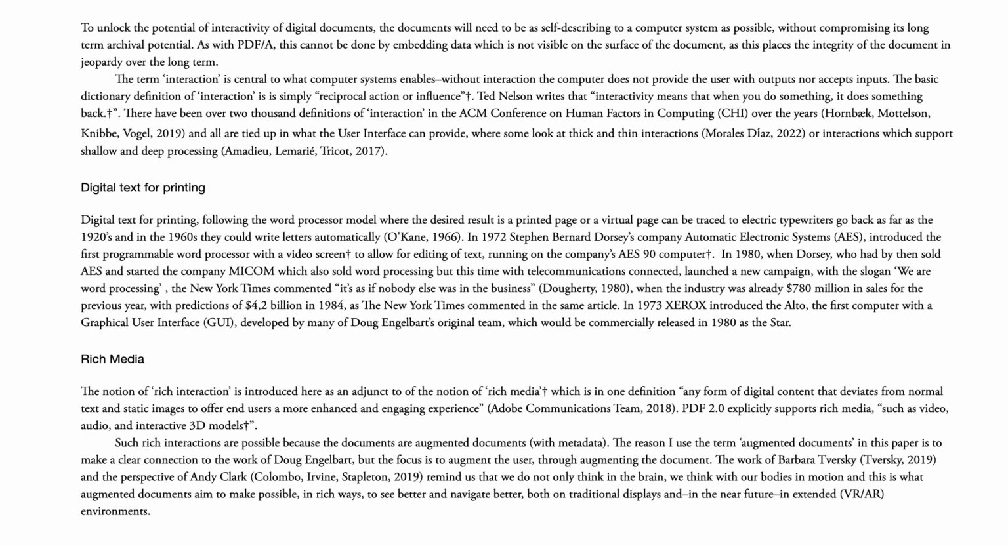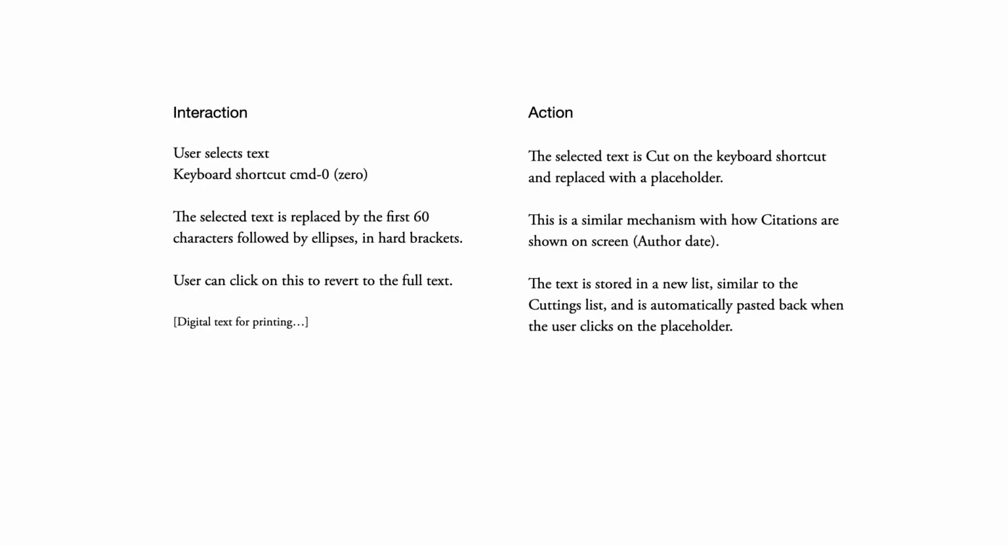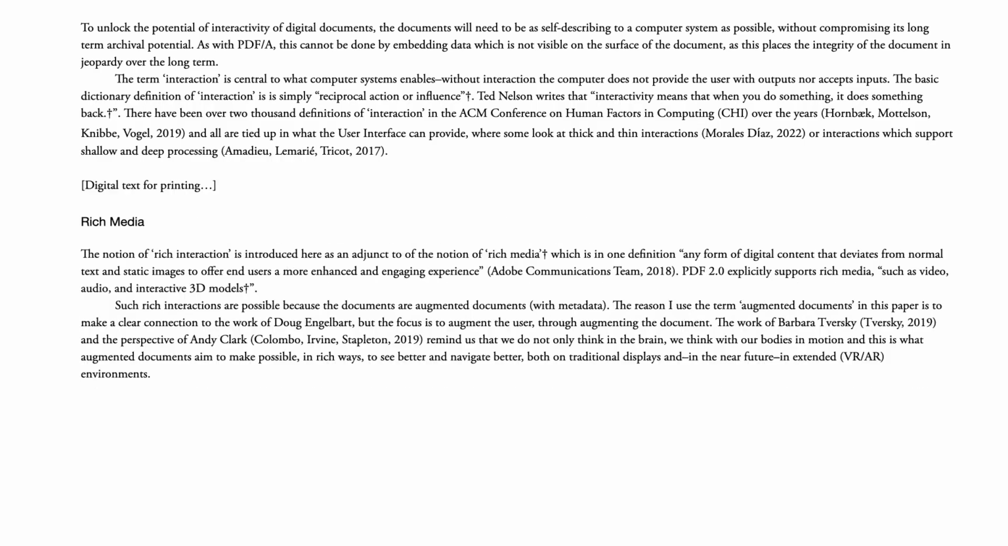Boom, like this. So the action is the selected text is cut when the user does the keyboard shortcut and replaced with this placeholder. And this is similar to how we deal with the citations, as I just mentioned. And this text is stored in a new list similar to the cutting lists that we have, and is automatically pasted back when the user clicks on the placeholder.